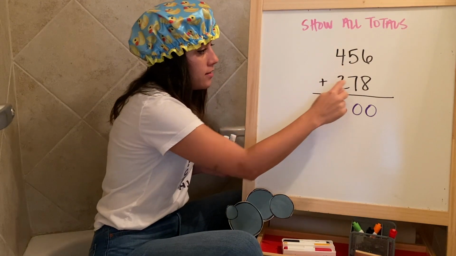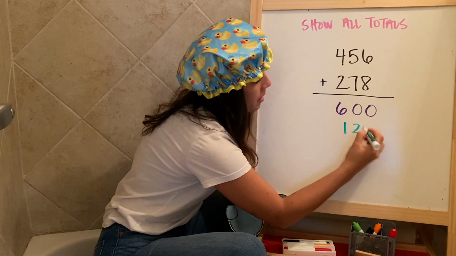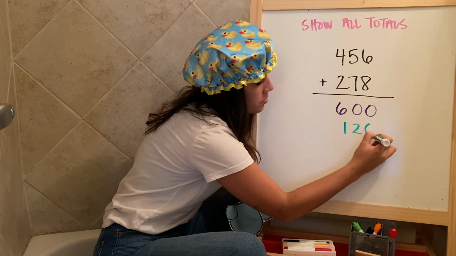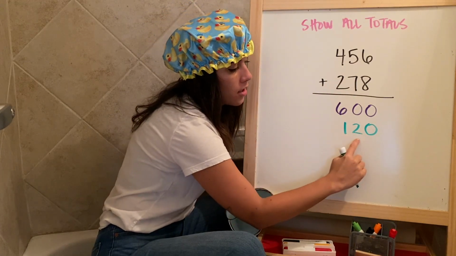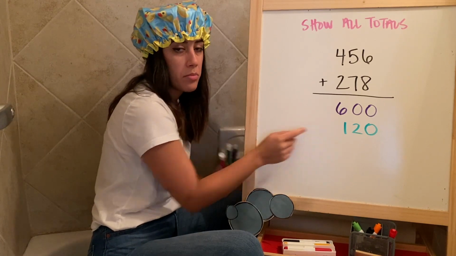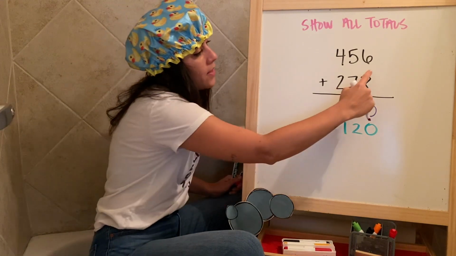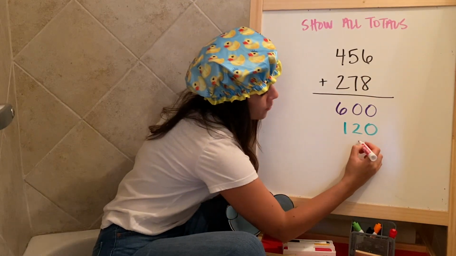I have 5 and 7, so that would be 12, but I don't have anything in the ones place, so I'm gonna put a 0. So 50 plus 70 equals 120, okay? I'm showing you in different colors just so that you can see one place value at a time. And then 6 plus 8 is in the ones place. 6 plus 8 is 14.